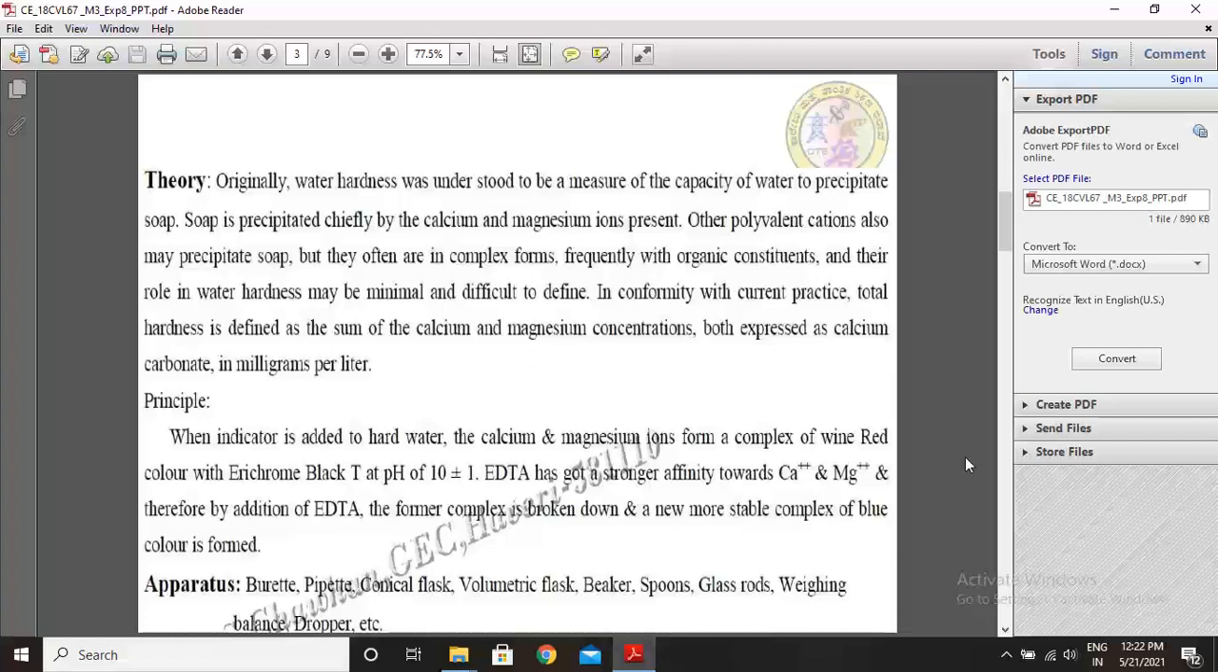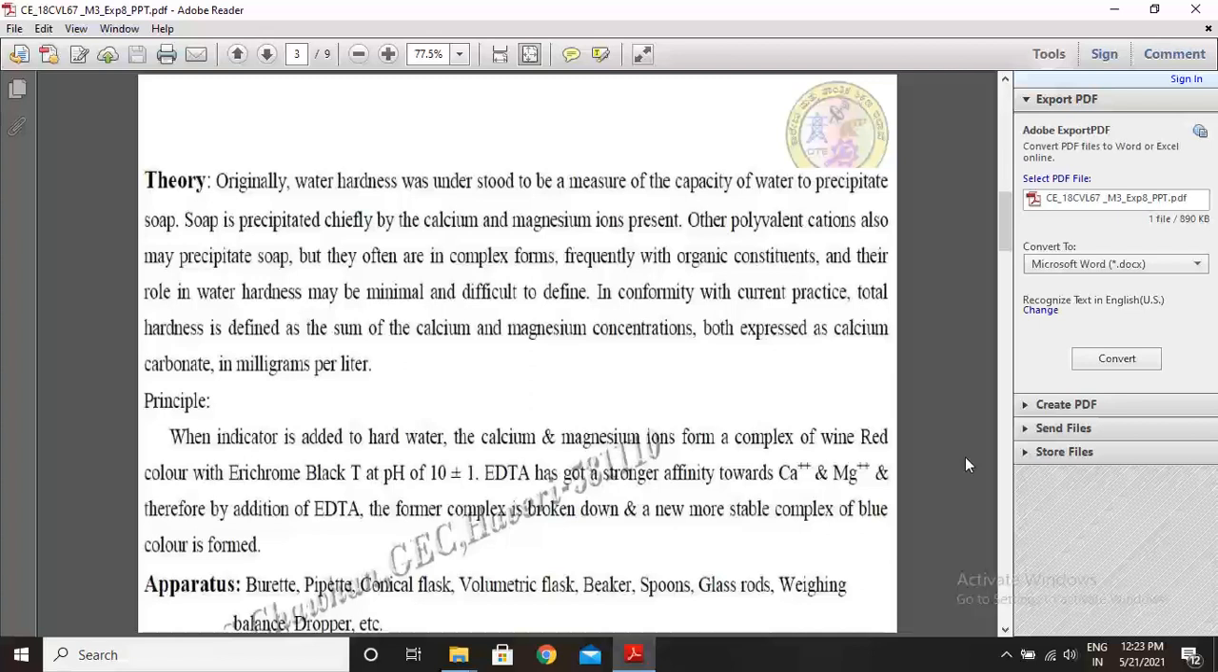What is the principle of this experiment? When indicator is added to hard water, the calcium and magnesium ions form a complex of wine red color with Eriochrome Black T indicator at a pH of 10 plus or minus 1. EDTA has a stronger affinity towards calcium and magnesium, and thereby by addition of EDTA, the former complex is broken down and a new, more stable complex of blue color is formed. This is the principle of this experiment.